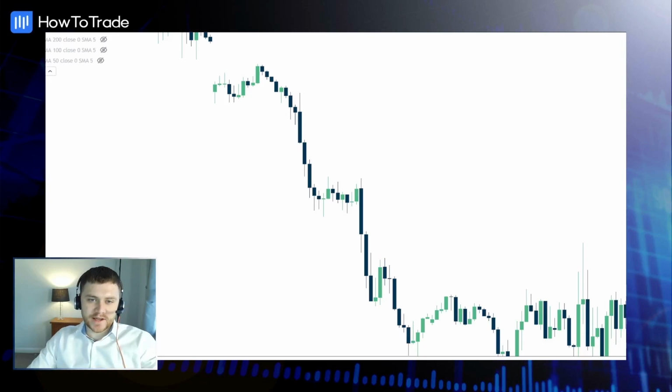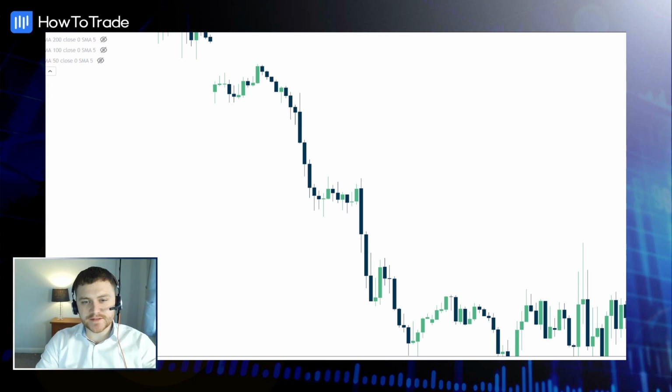Now then, let's have a look at the example. The great thing about bear flag patterns is they are quite easy to identify, and all we need to do first of all is identify that trend. So we need to find that bear market trend, that series of lower lows and lower highs, and we can see we've got that here on this market now.